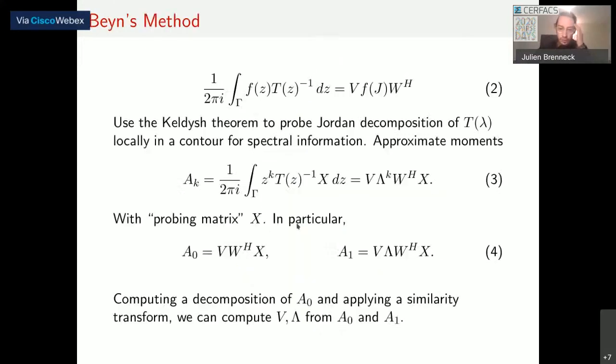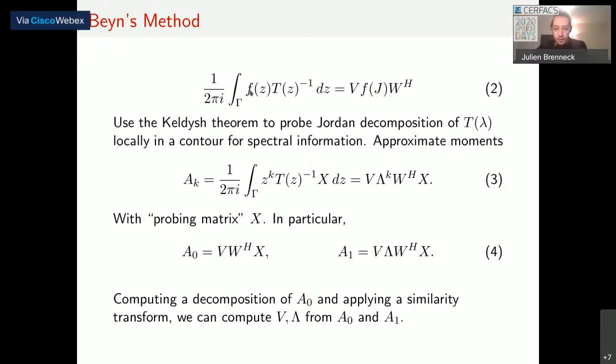So an overview of Beyn's method. There's a Keldysh theorem that we use to essentially decompose the operator, or the resolvent of the operator, locally. I mean, this is a lot of equations, but we have some contour that we localize the spectrum within, and then we apply some function, and then that function is applied locally to the spectrum. And here this is the Jordan decomposition of the operator in the contour.